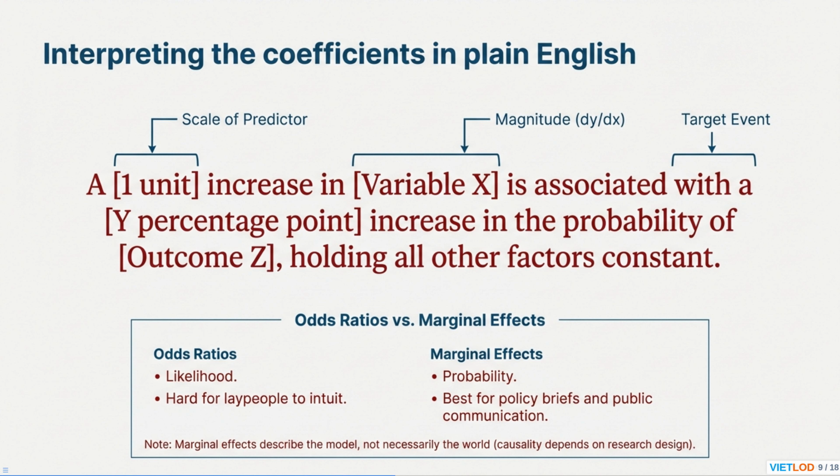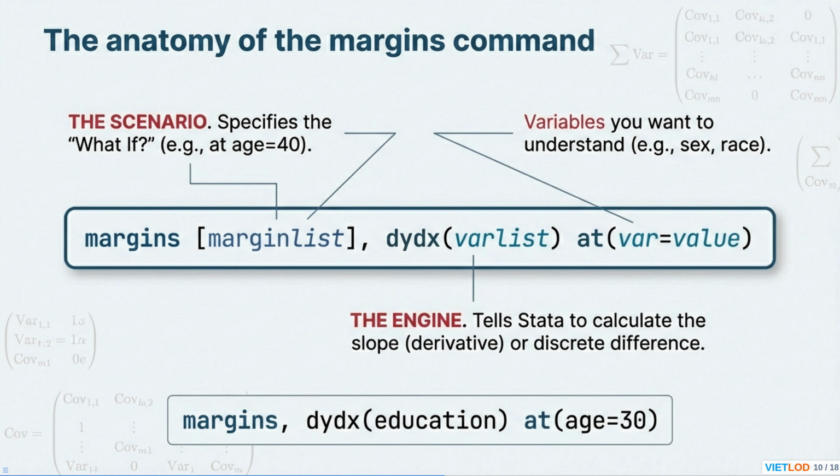It's crucial to distinguish between odds ratios and marginal effects. While odds ratios are about likelihood and are mathematically precise, they are often difficult for laypeople to intuitively grasp. Marginal effects, by contrast, speak directly to changes in probability, making them far more effective for policy briefs and public communication, bridging that interpretation gap we discussed earlier. Remember, these effects describe what the model predicts, and establishing causality is a separate research design challenge.